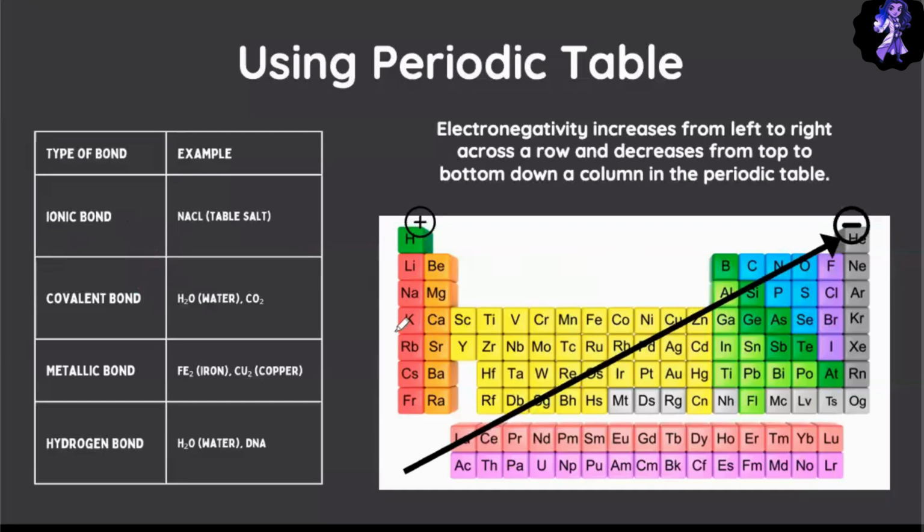So once again, ionic is going to be transfer of electrons, and their elements more than likely would be on opposite sides of the periodic table, which means that they have unlike charges. If it's a covalent bond, they're going to have very similar charges and more than likely are going to be on the same side of the periodic table, with the exception of hydrogen.